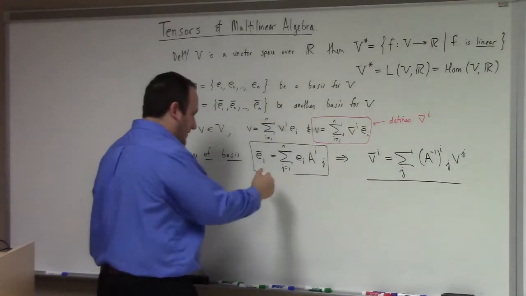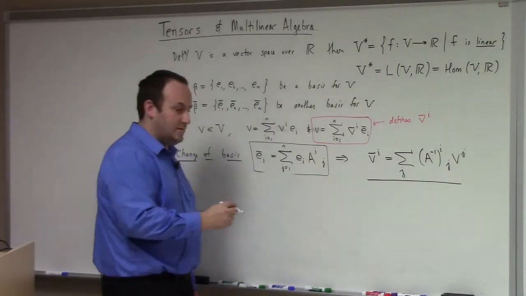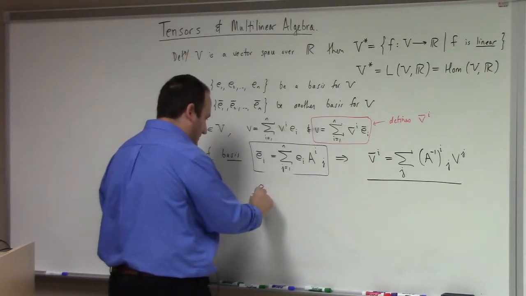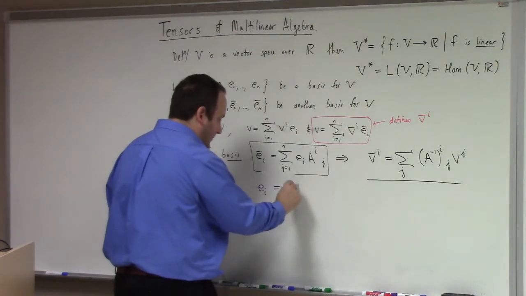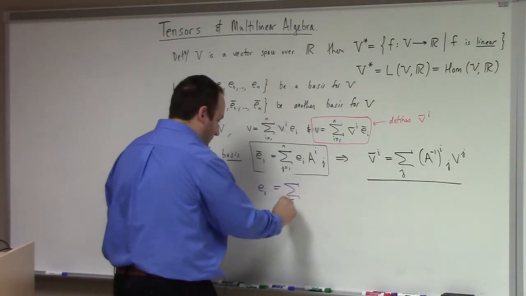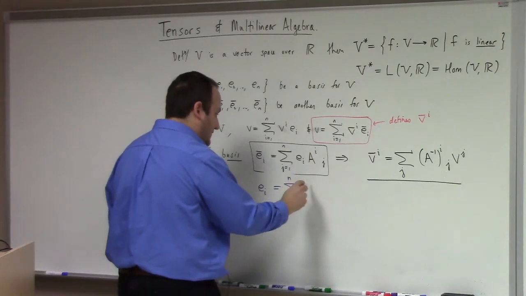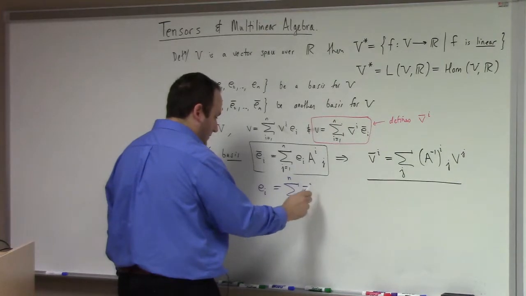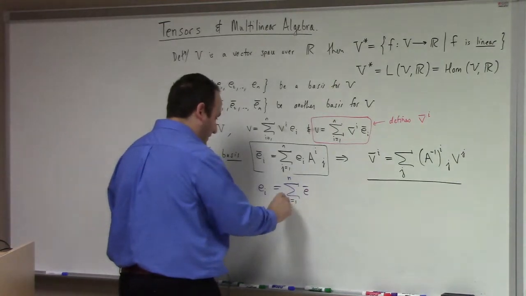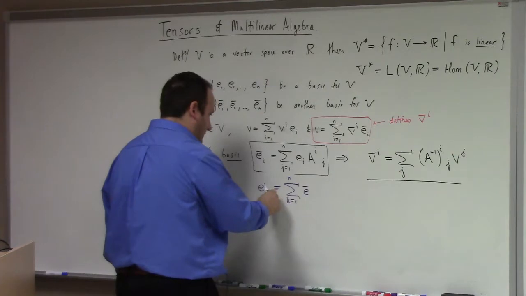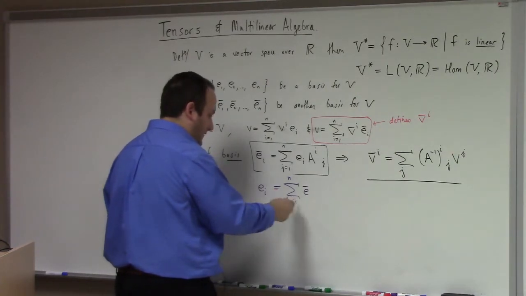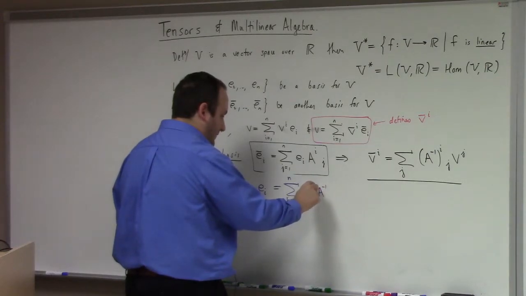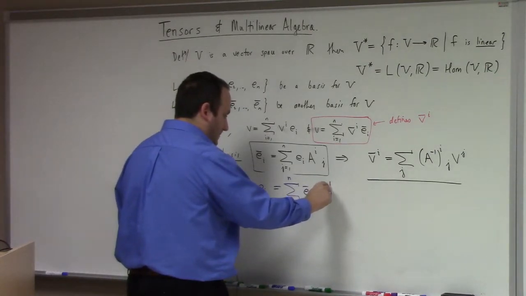I mean, this much I know. At the end of the day, we'll get this: e sub I is equal to a sum, j equals 1 to n. I probably should use a different index to see better what's going on here. Let me use k here for a second. E bar k, A inverse, ki.